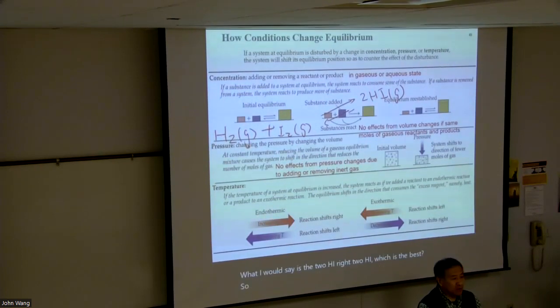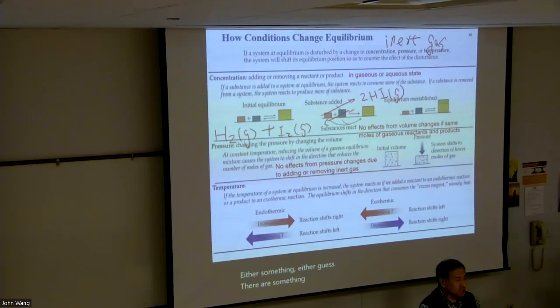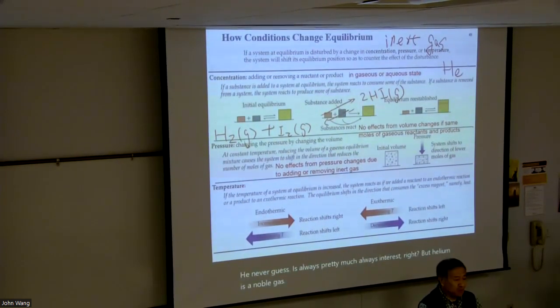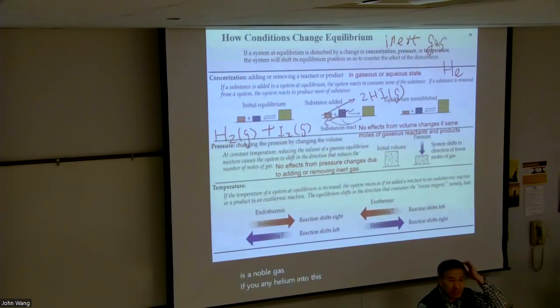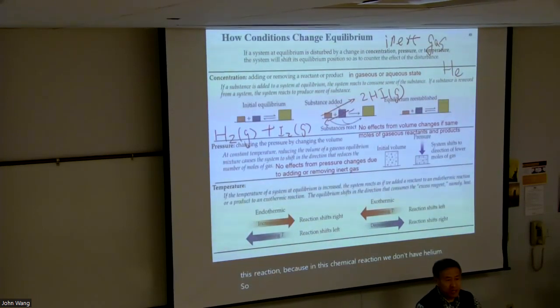So this is our chemical reaction. We have three substances in the chemical reaction here. Let's say helium gas. Helium is a noble gas. If you add helium into this container, then the total pressure will increase. But because helium is inert for this reaction, and it is not part of the chemical reaction, adding helium changes the pressure of your container, but this reaction won't be changed.